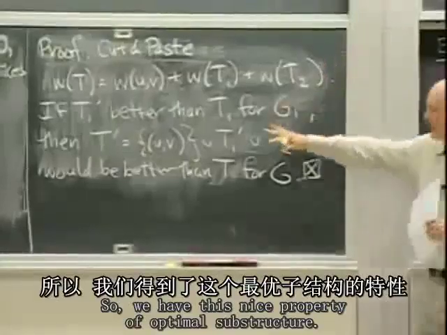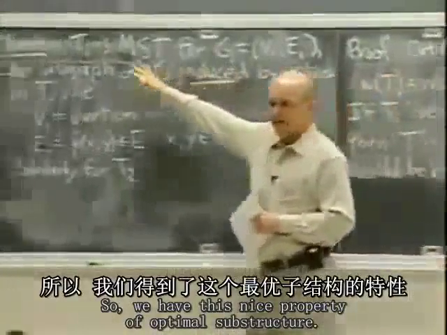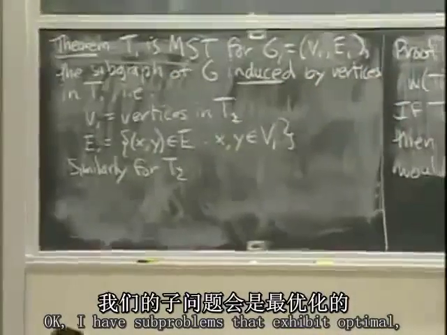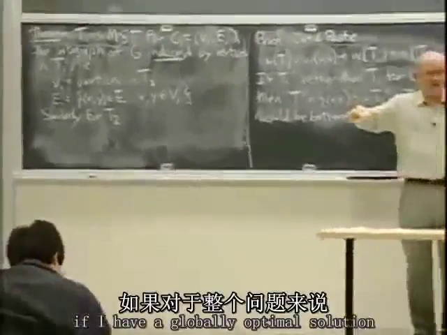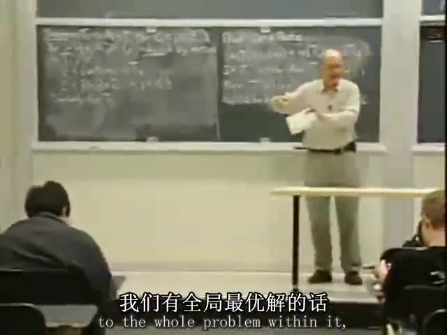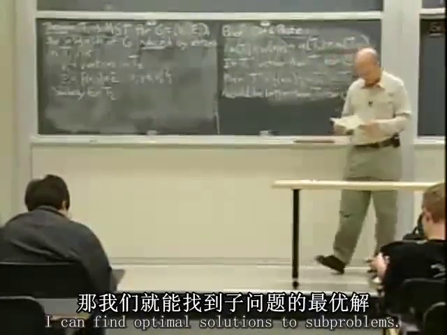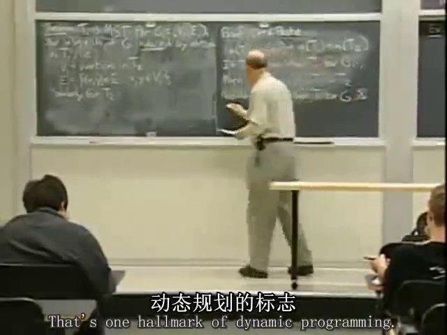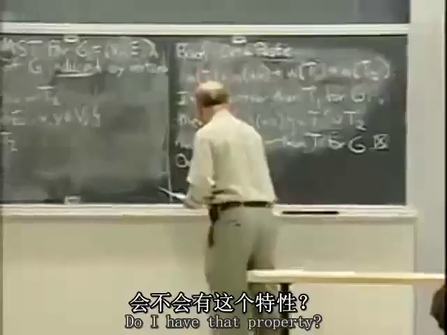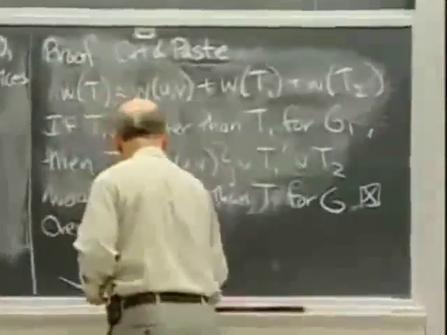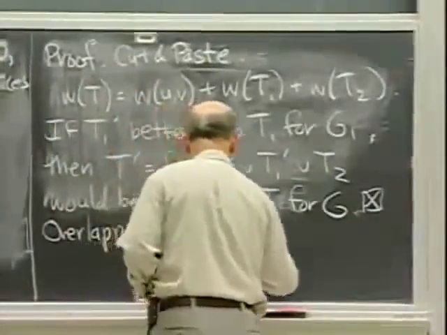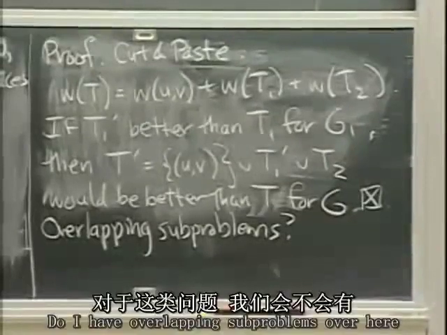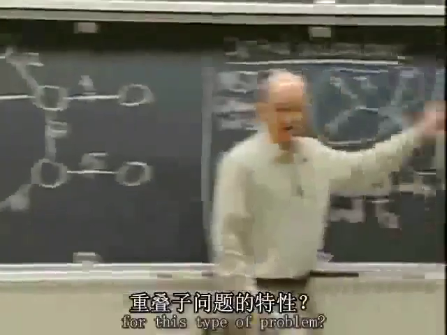So we have this nice property of optimal substructure. If I have a globally optimal solution to the whole problem, within it, I can find optimal solutions to subproblems. So now the question is, that's one hallmark of dynamic programming. What about overlapping subproblems? Do I have that property? Do I have overlapping subproblems over here for this type of problem?